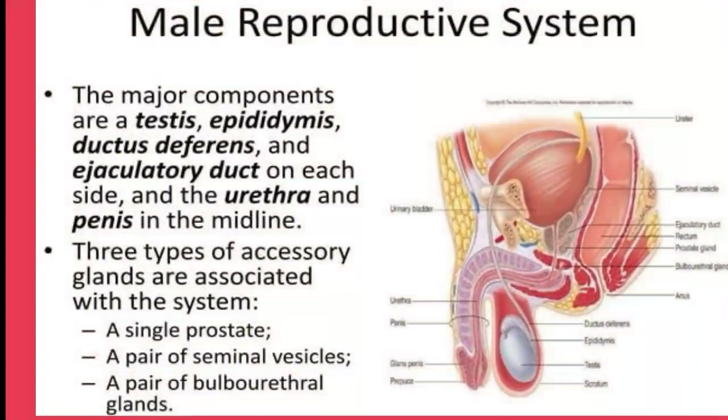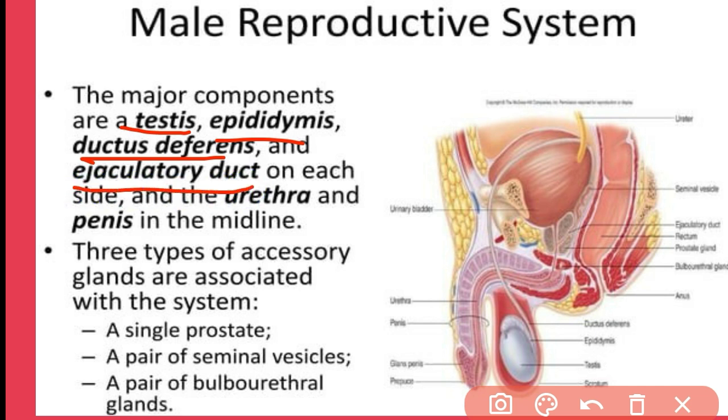The male reproductive system has components like testes, epididymis, ductus deferens, and ejaculatory duct on each side. Also, it has a urethra and a penis in the midline. Three types of accessory glands are associated with this system: a single prostate gland, a pair of seminal vesicles, and a pair of bulbourethral glands or Cowper's glands.